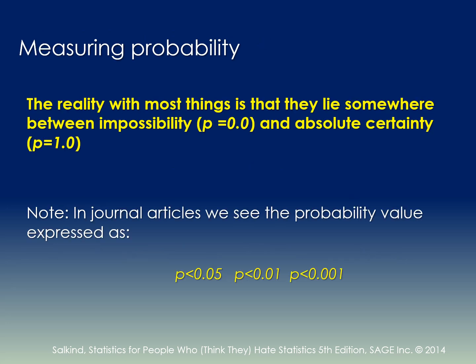Now, as this slide says, the reality is that most things fall somewhere between impossibility, a p-value of 0.0, and absolute certainty, p is 1.0. Now, we said there's no such thing as certainty, at least in our discussion of statistics, which means there's also no chance of impossibility occurring as well. There's still a chance that something can occur or not occur, if you want to think about it this way. And so this again is going to be the range.